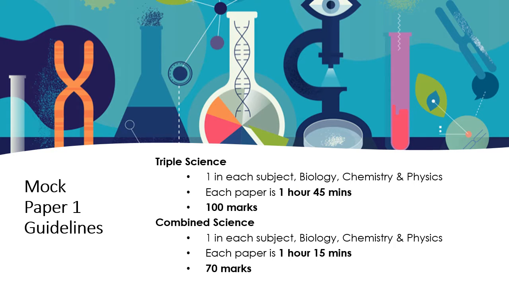Just to give you some guidance first off, you will be doing mock paper 1, which means if you're studying triple science, you will do a biology, chemistry and physics paper, and each paper is going to be 1 hour 45 minutes. If you're doing combined science, again, you will do one paper in biology, chemistry and physics. This time your paper is 1 hour 15 minutes.